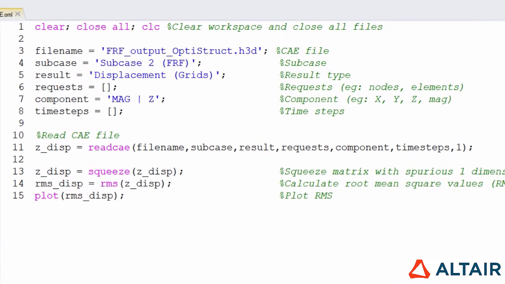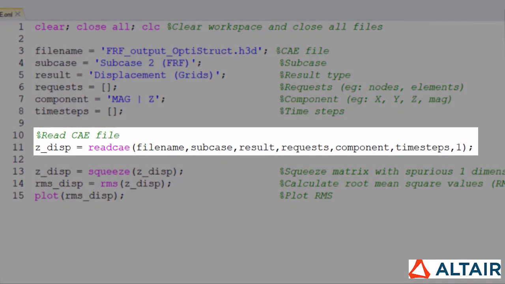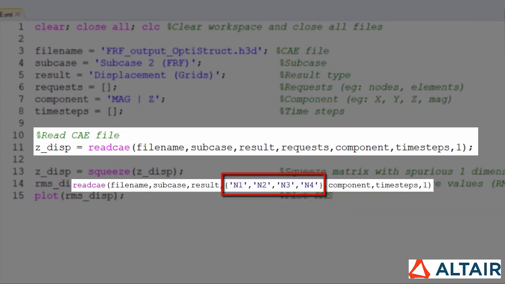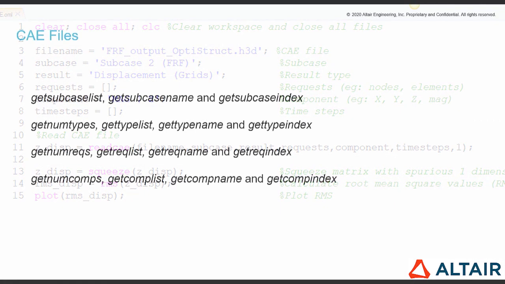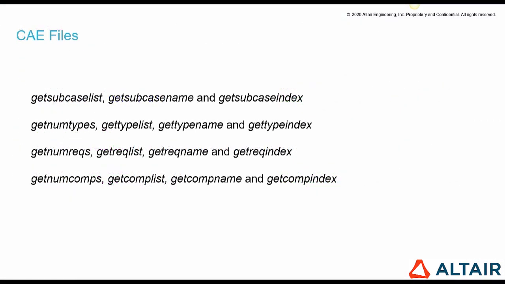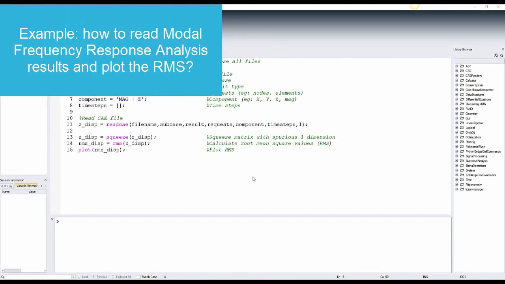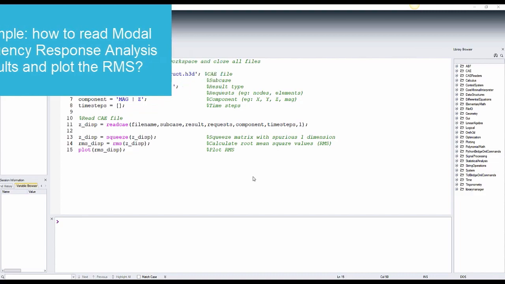The most flexible command to access such files is readCAE because it supports multiple syntaxes where all indices can be accessed, a range of indices, or a list of indices. And there are also support commands to read specific parts of CAE files to extract information related to subcases, data types, requests, components, among others. Let's go to the first example to see how to read modal frequency response analysis results and plot the RMS.